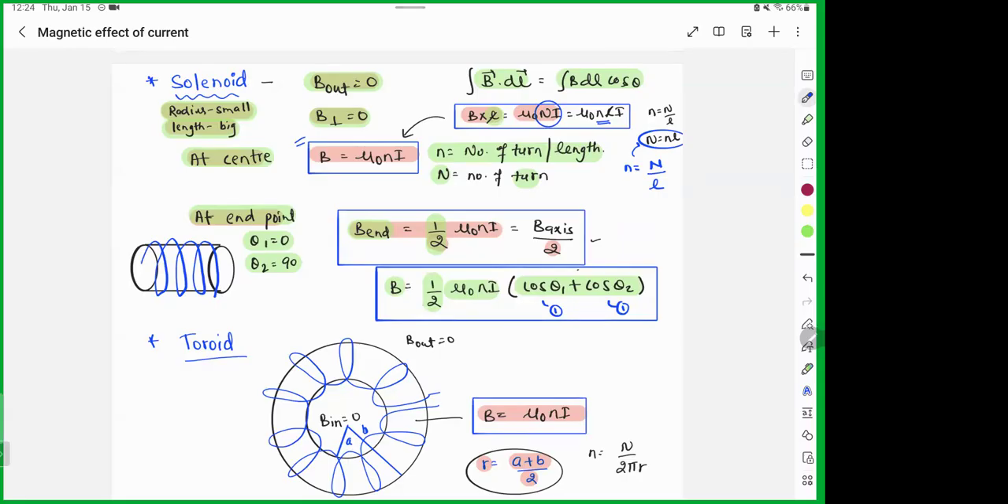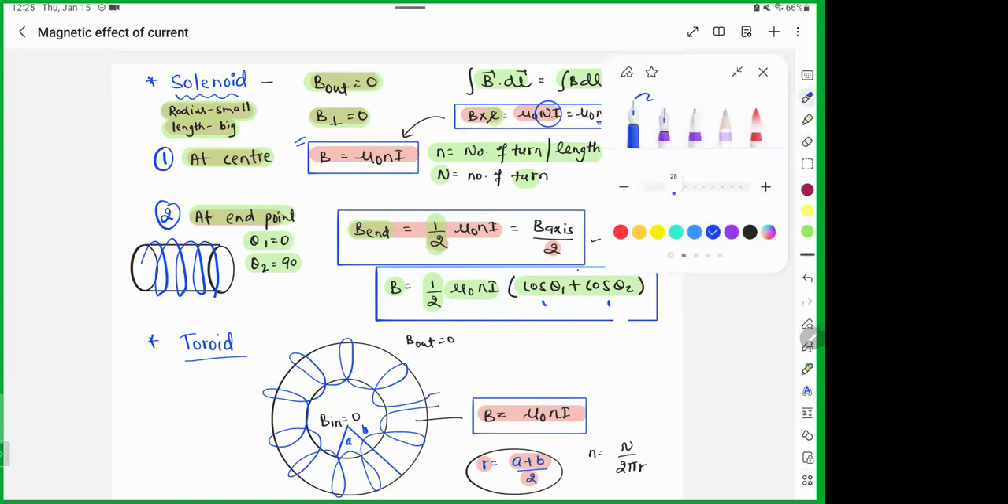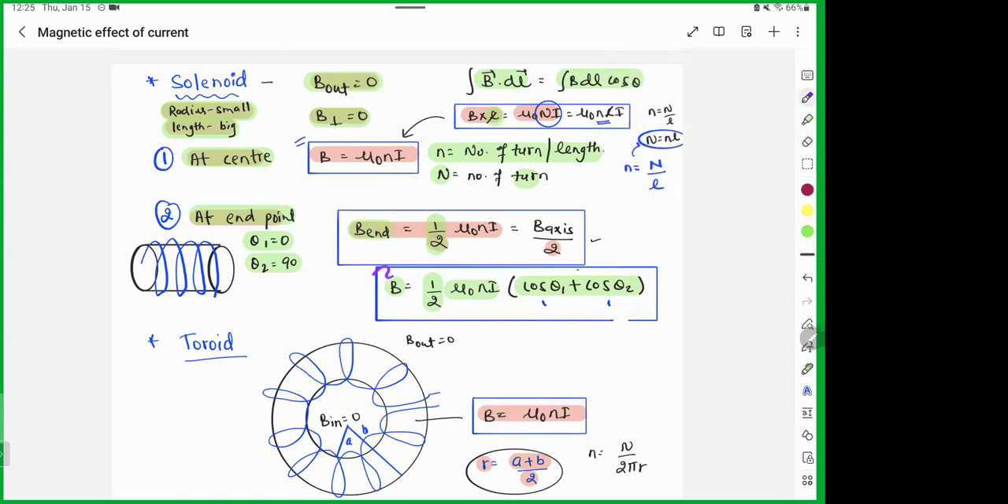This is the real formula of magnetic field for the solenoid. Whether you take it at the center, the first situation, or at the end, the second situation, it is the application of the same formula given at the end. Okay, application of the same formula. How is that possible? This is the main formula, because you are putting different angles in each situation, and then you calculate at the center and at the end.